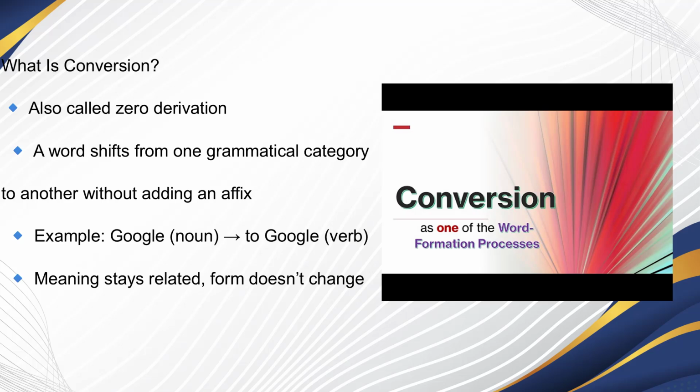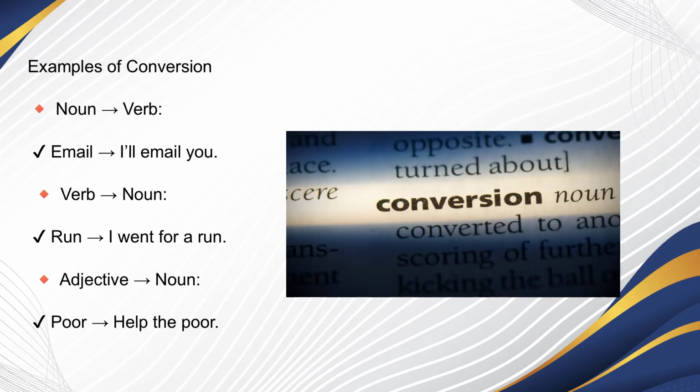What is conversion? Let's now understand conversion, also known as zero derivation. This process changes the word class without adding any prefix or suffix. A noun may become a verb or an adjective may become a noun. The word keeps the same form but its role in the sentence changes. For example, Google as a noun becomes to Google as a verb.